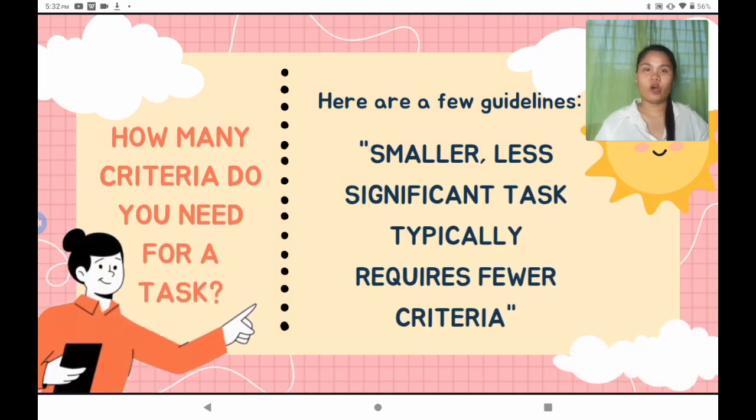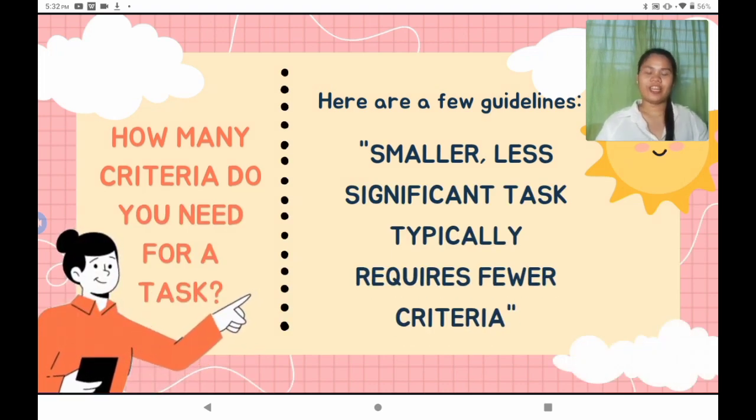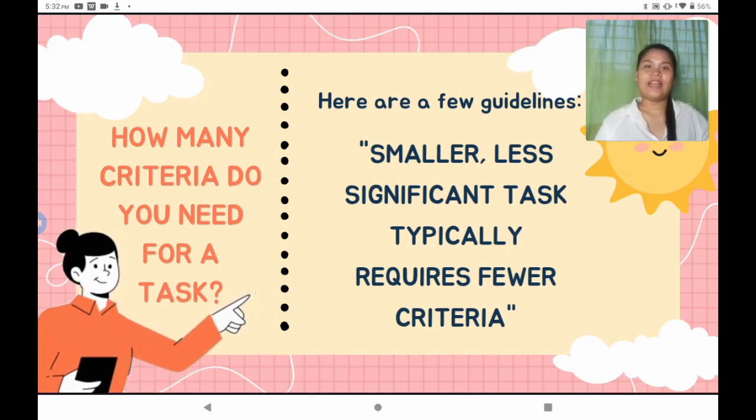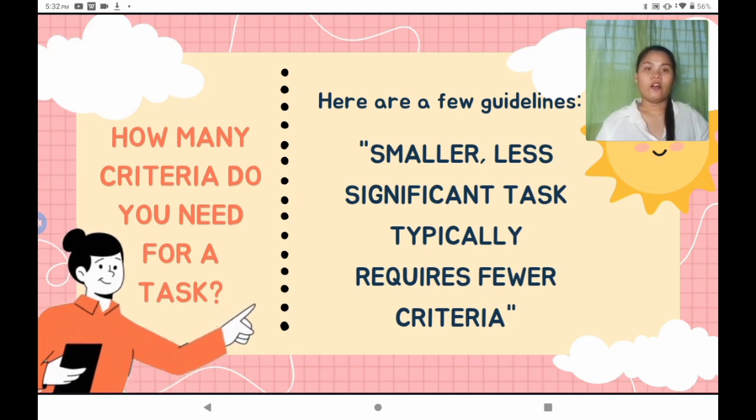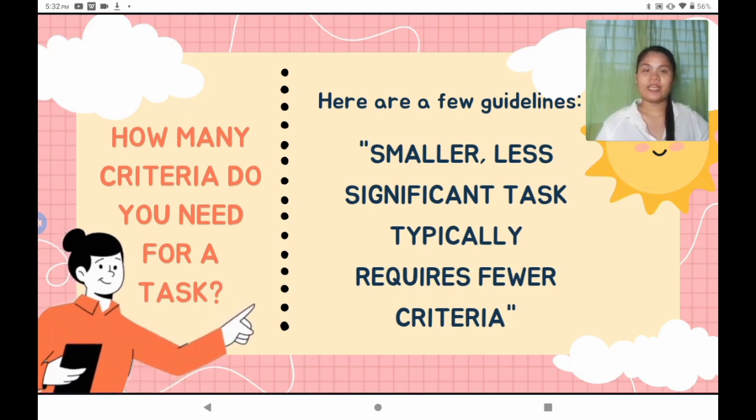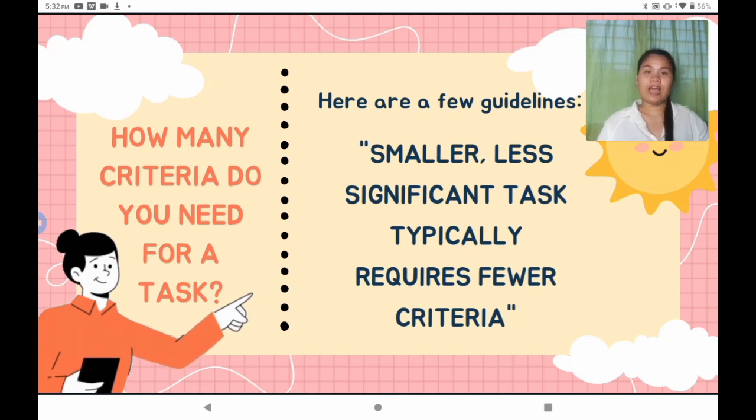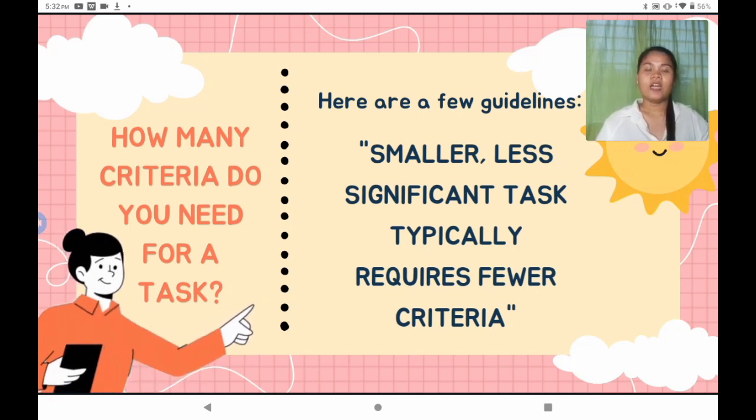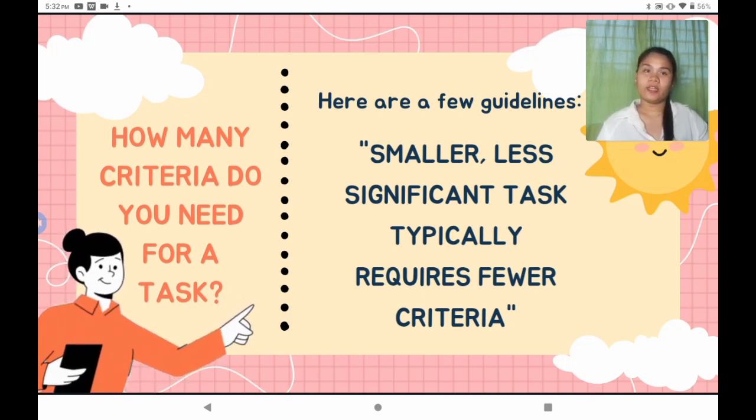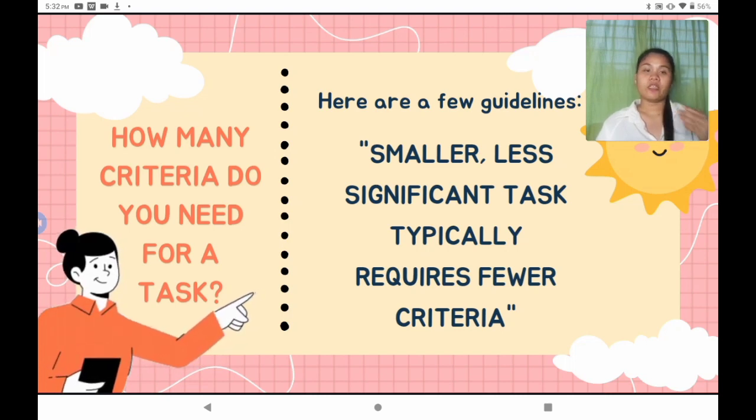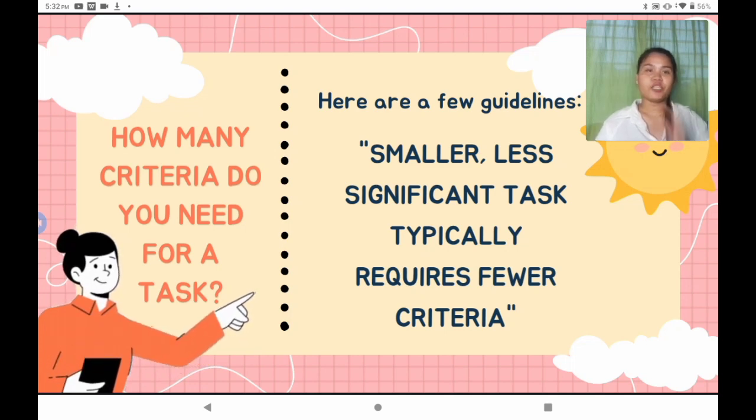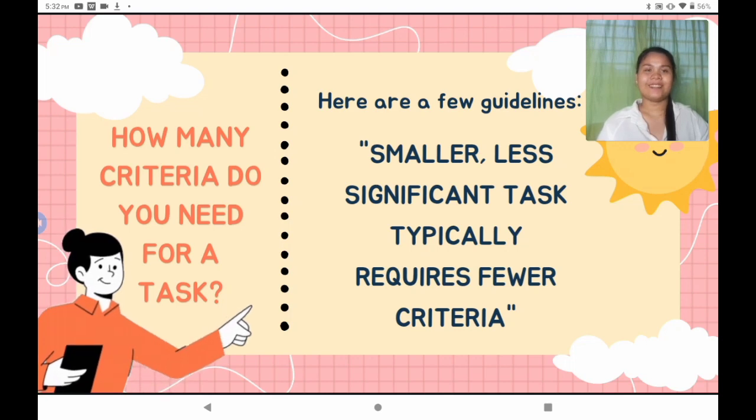Now, let's move on to the last guideline. All together, kindly read. The last guideline states that smaller, less significant tasks typically require fewer criteria. Obviously, why? Because smaller tasks need fewer criteria. It is not necessary to give many criteria if the task you assigned is light. You should give them at least three criteria, which is enough to measure their capabilities.